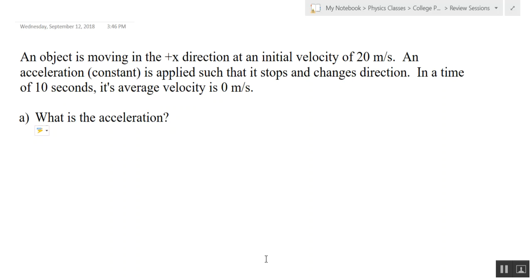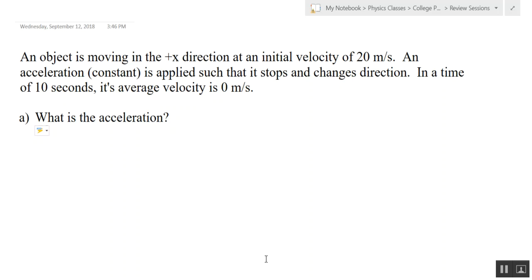Okay, so what does it mean for the average velocity to be 0? It implies, right, because average velocity is displacement over time. So that means the displacement is 0, correct? So you know displacement. What else do we know? Initial velocity. What else do we know? Time, right? So you need an equation with displacement in it, time in it, acceleration in it, and velocity in it. What equation is that? Does anyone know?